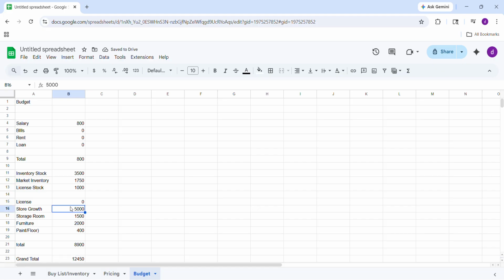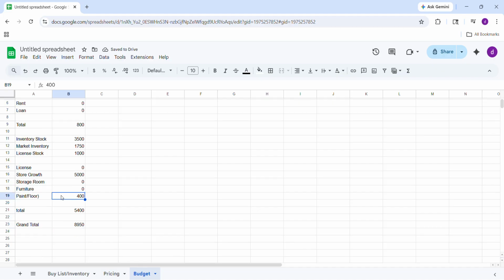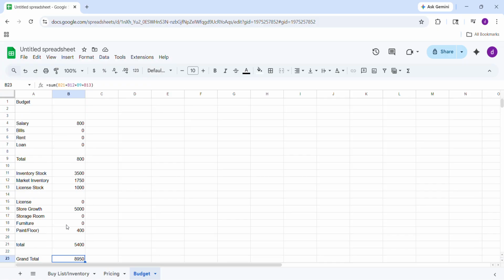If we just want to get, say, just the store growth itself, just zero these out. But the paint and flooring, keep if you want to put your floor paint in the way you want it. So then now you only need $8,950.